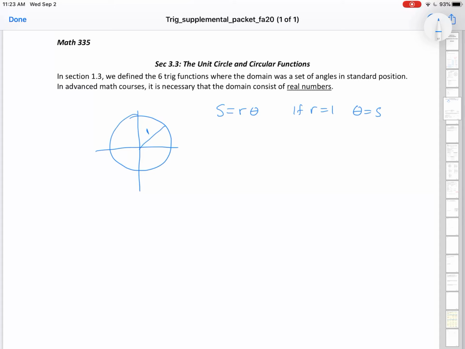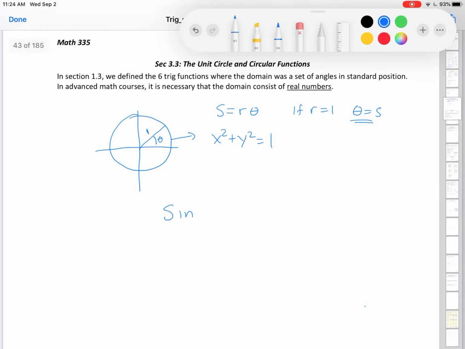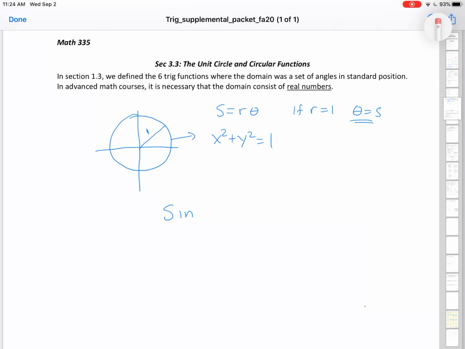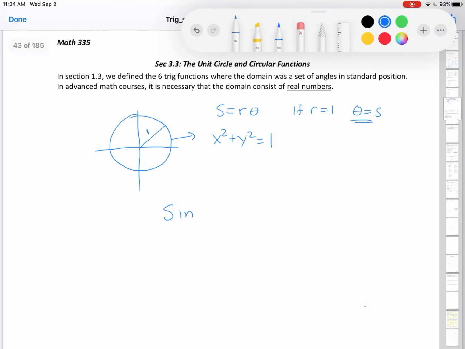So the nice part about this is when you're on the unit circle, what's the equation of the unit circle? x squared plus y squared is equal to 1, right? A circle with radius 1. We can define the sine of an angle here, which they're going to use a different letter for. They're going to replace the theta with s. Maybe I should as well, so as we go down it doesn't confuse you. Theta and s are the same thing when you're on the unit circle.